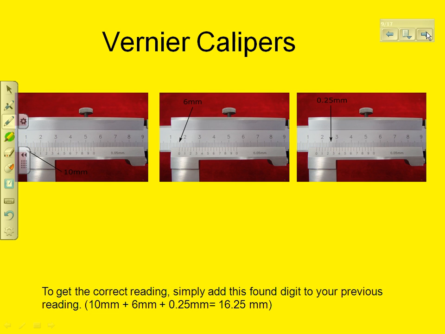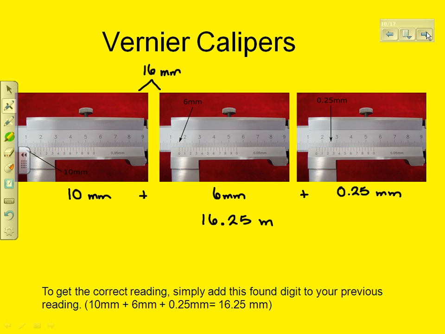Here's just their indication of 0.25. When we put it all together, we have the 10, we have the 6, and we have the 0.25 off the vernier scale. Add those all together and you get your measurement of 16.25. Again, I usually just directly read 16 in that first step and then read the decimal value for my measurement. There's no other digits that you add when you use the vernier scale.